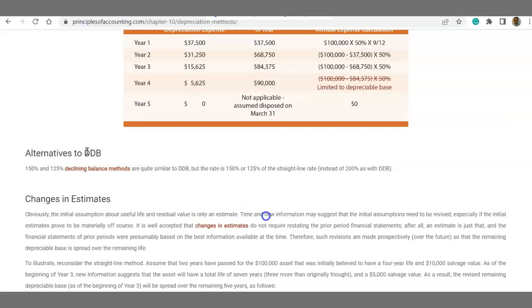Here it says alternative to double declining. There are other options too, which you might use in some situations, like the 150% declining balance method or the 125% declining balance method. Those are a little bit less aggressive depreciation, but still a little bit more aggressive than the straight line method.